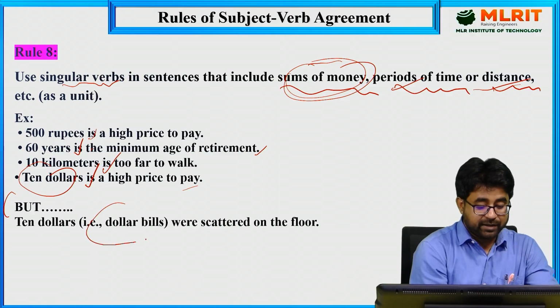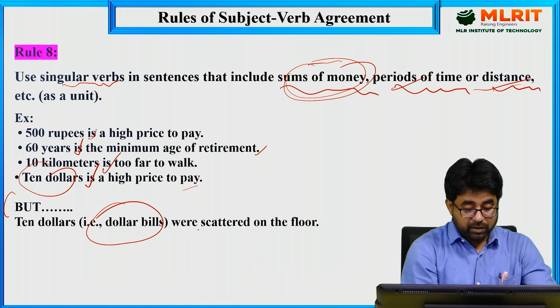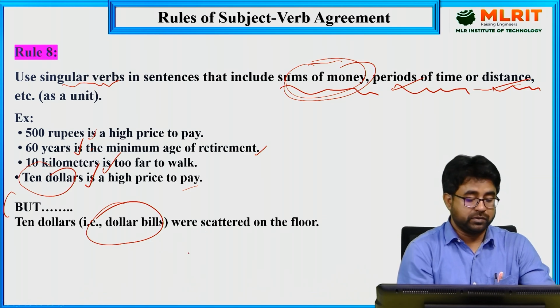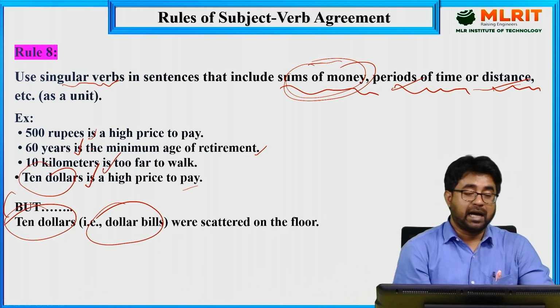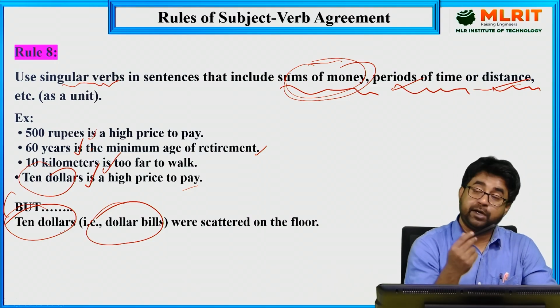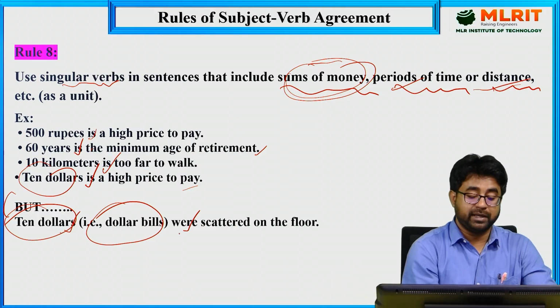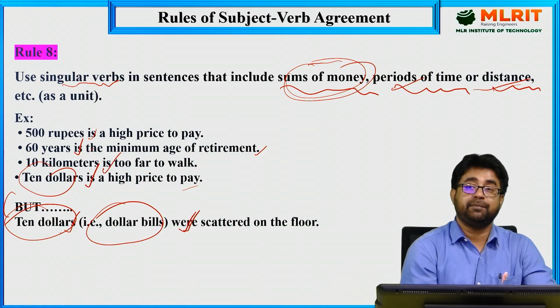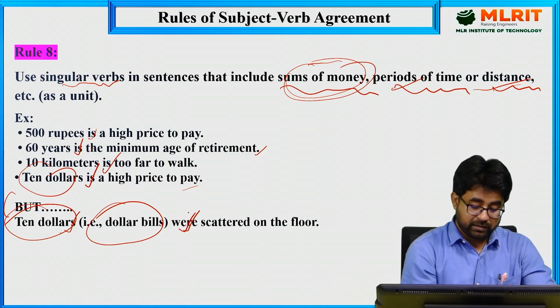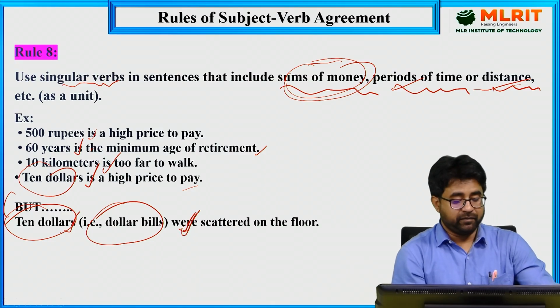$10. If it's $10 bills, we are talking about bills. $10 were scattered on the floor. So you can see here $10, I am not using it in the sense of sums of money. I am using it for $10 bills, and that's why it's plural. I am considering it as plural here, and I am using a plural verb. Fine. So I hope it's clear.